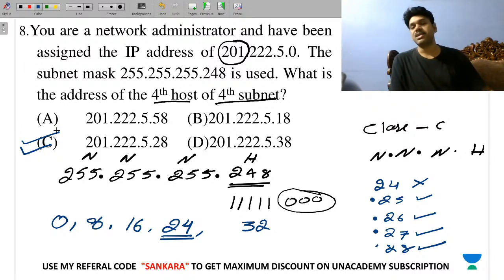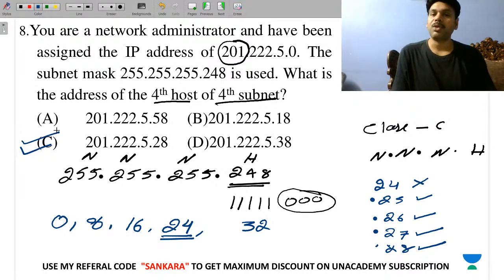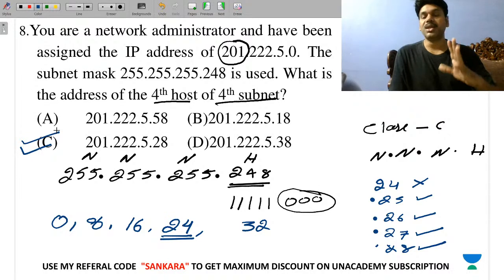Well friends, it is very simple to solve IP addressing problems without any tension, and you are going to see that a minimum of 3 to 4 marks are going to come in the exam.